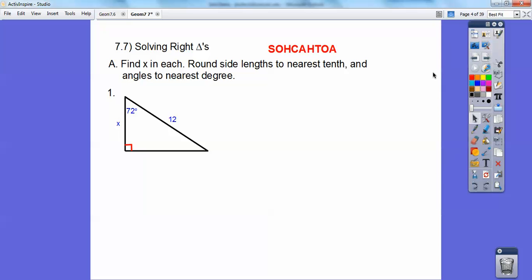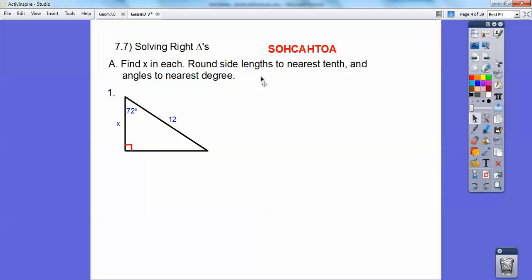Here's a silly gimmick. I don't know if I said this in the last video or not. SOH CAH TOA: some old hippie caught another hippie taking old apples. This means sine equals opposite over hypotenuse, cosine is adjacent over hypotenuse, and tangent is opposite over adjacent.